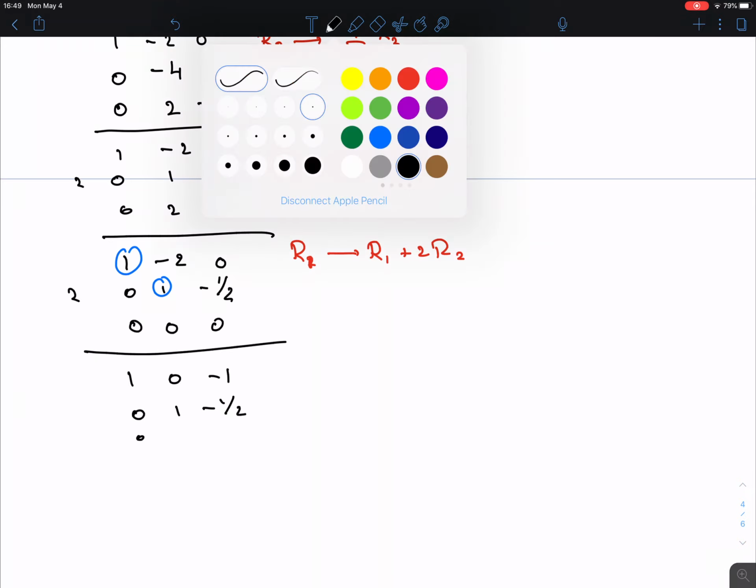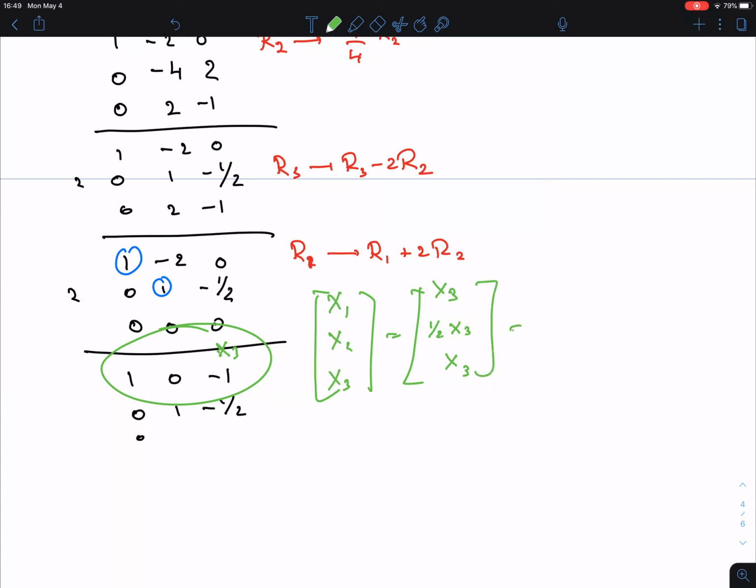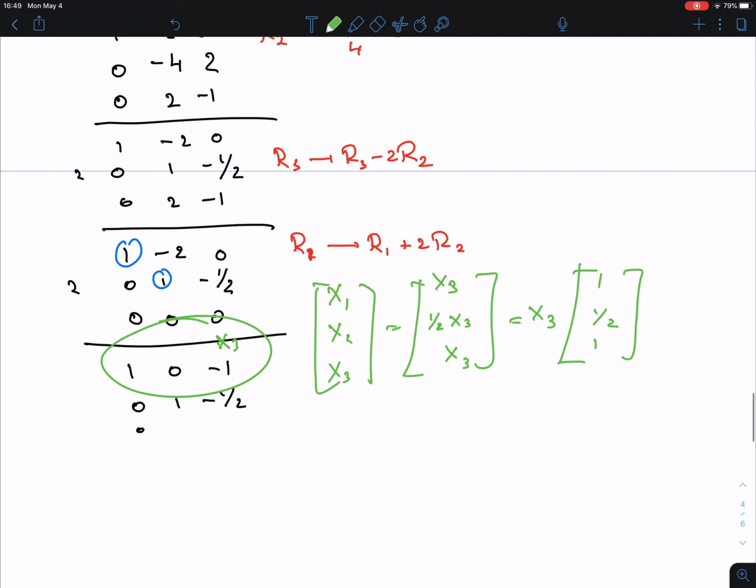So we now know what our free variable is: x3 is the free variable, and so we have x1, x2, x3. x3 is itself. What about x1? From this equation we see that x1 is x3. And the other equation says that x2 is equal to half x3. So if I factor this out, I get x3 times 1, a half, and 1. Now I don't like this, so I'm going to take x3 equal to 2, and the basis vector that I would want to work with is 2, 1, 2.